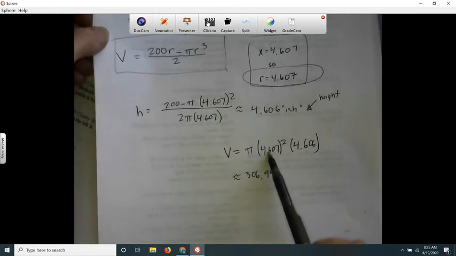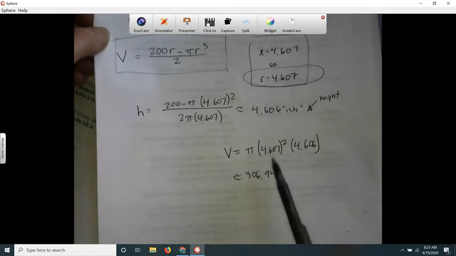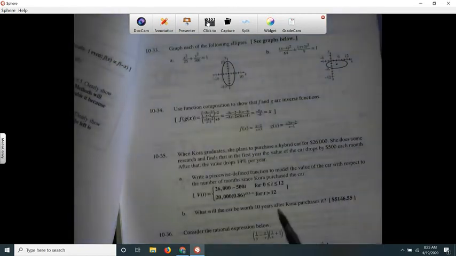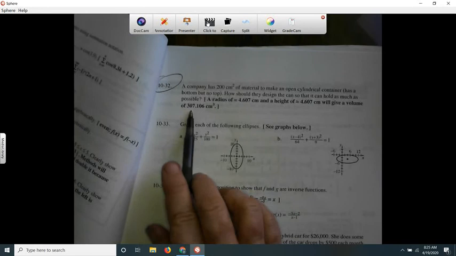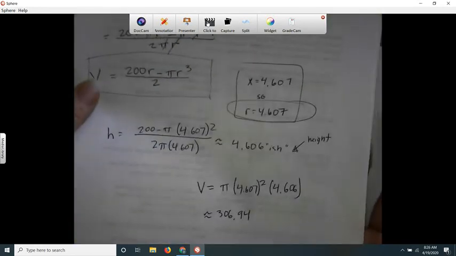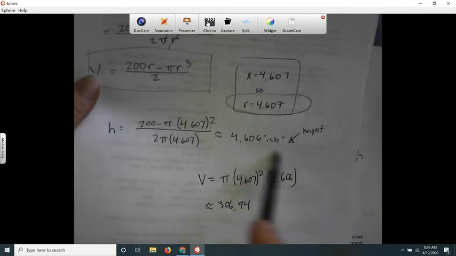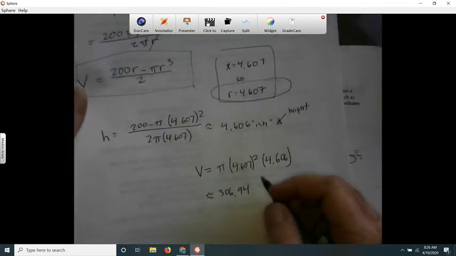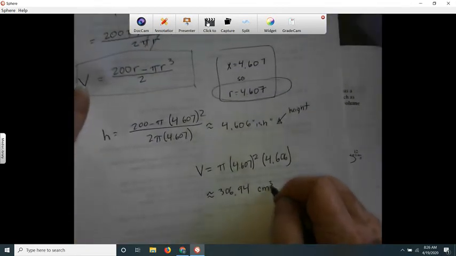And then we know volume is pi r squared times height. So I got this, your book got 307.106. But this is the right way to do it. And those are cubic centimeters, so I should have said. Right. That's it.